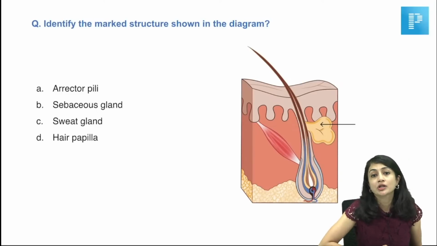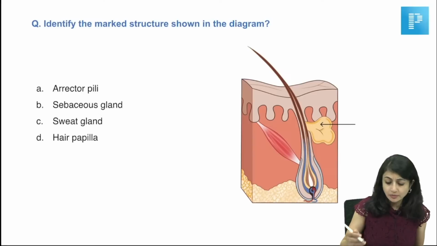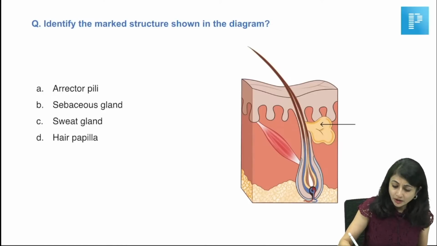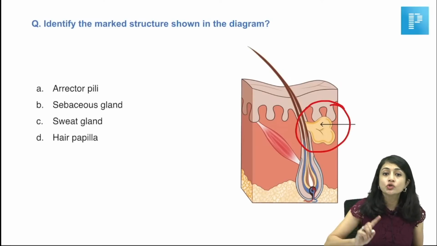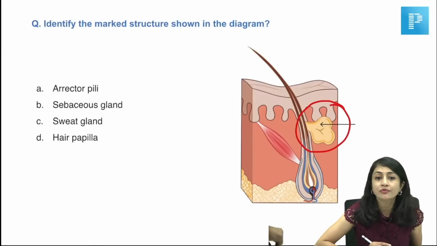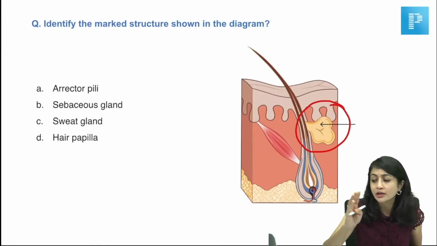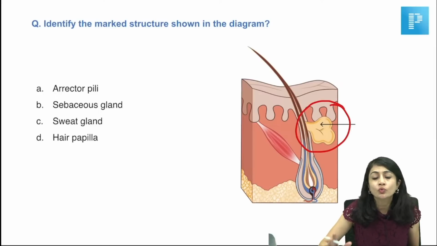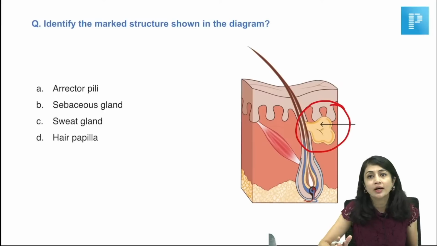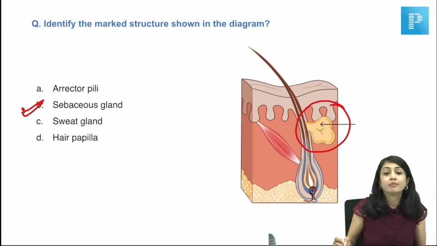Identify the marked structure shown in the diagram. So, you were probably given a diagram of the skin, epidermis, dermis with a hair follicle, and you were given a gland which was opening into the hair follicle. So, we have talked about different glands. We know that there are eccrine glands, there are apocrine glands, and there are sebaceous glands. So, which one of them opens into the hair follicle? It is the sebaceous gland.